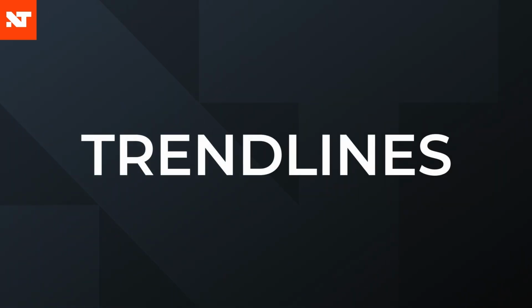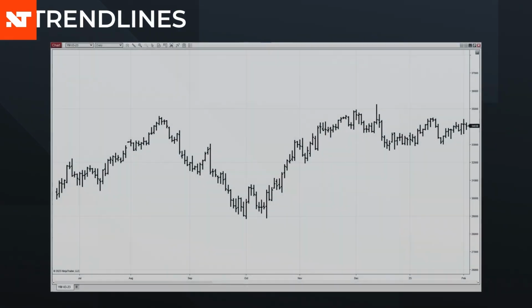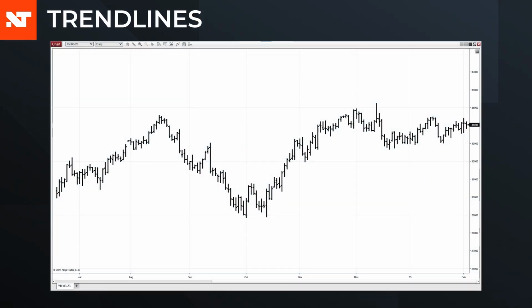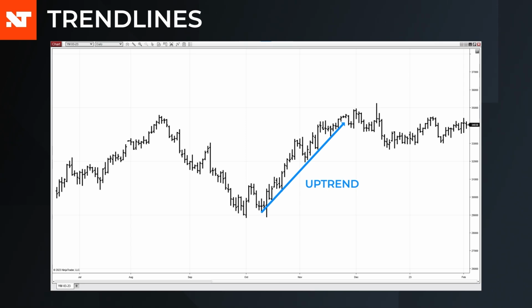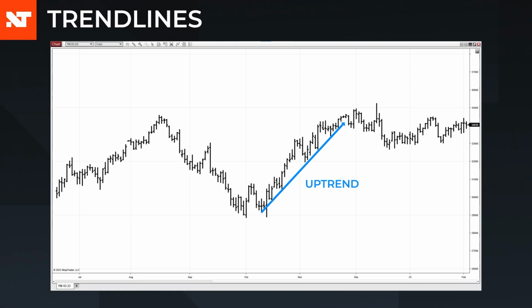Trend lines. The easiest way to identify a trend is to simply look at the chart. Using a trend line, you can connect data points to get a sense of what a trend looks like now and where it could possibly go if the trend continues. In an uptrend, connecting pivot lows help to identify a support line. When broken, the support line indicates a possibility that the trend is changing.